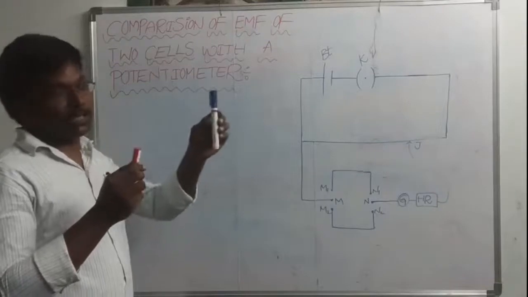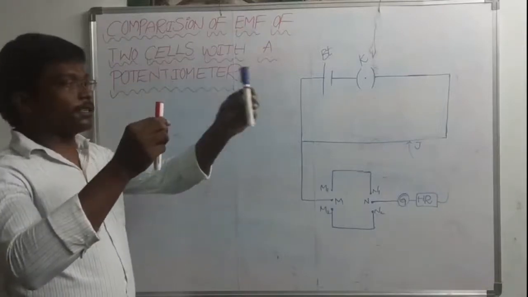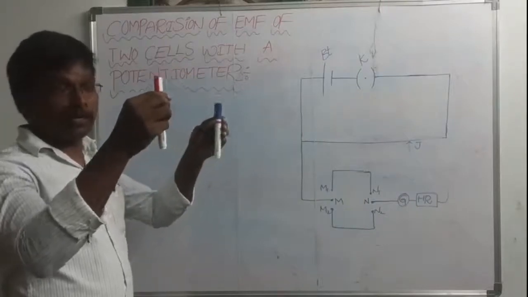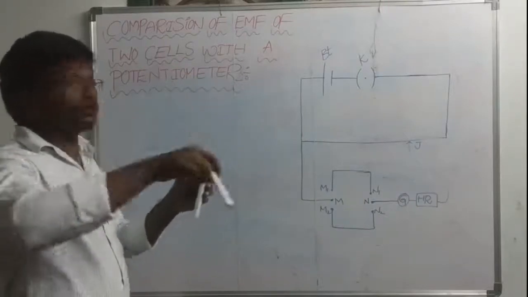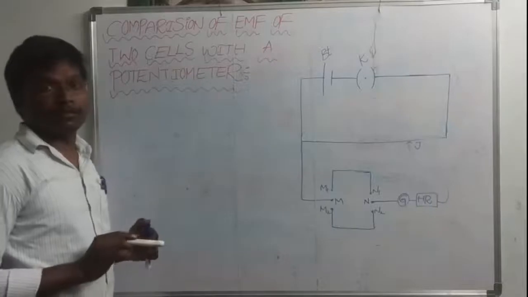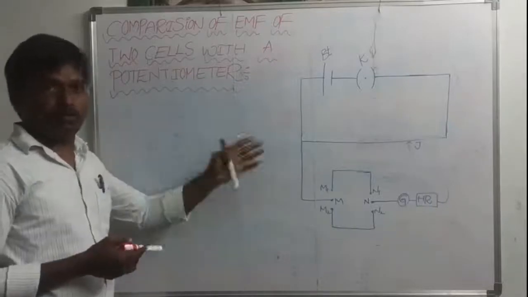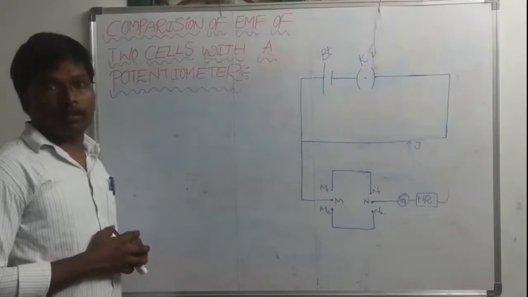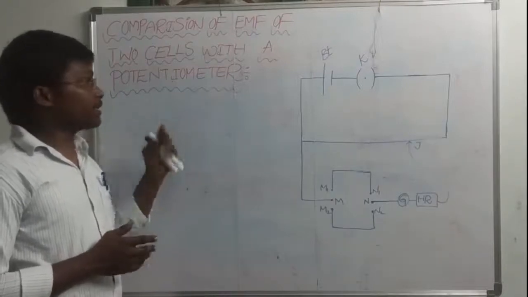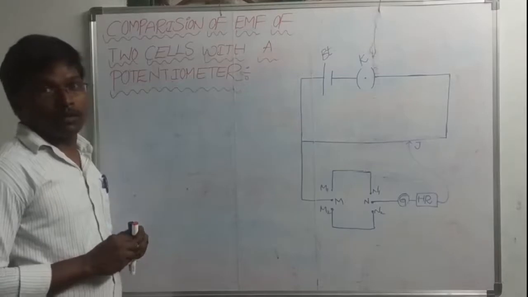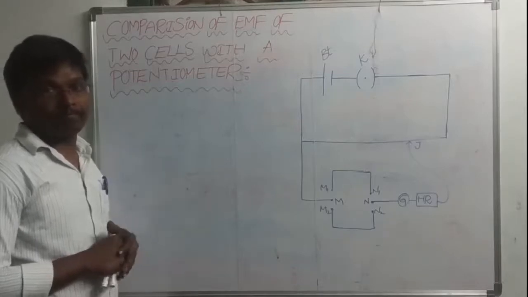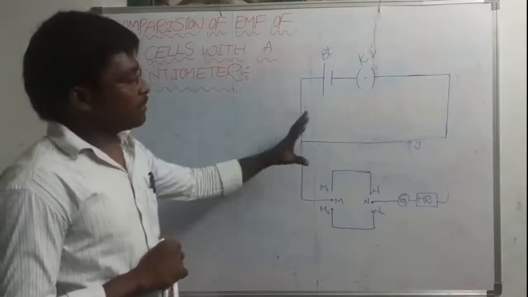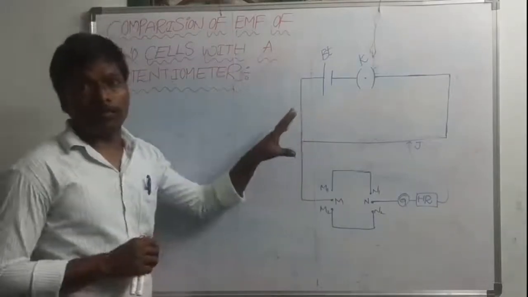I will take two cells, this is one cell and this is one cell. This is having some EMF and this is also having some EMF. We are comparing these two EMFs with a potentiometer. Already I explained the potentiometer yesterday. Now this is our today's topic. So first of all I would like to explain the construction of this diagram.